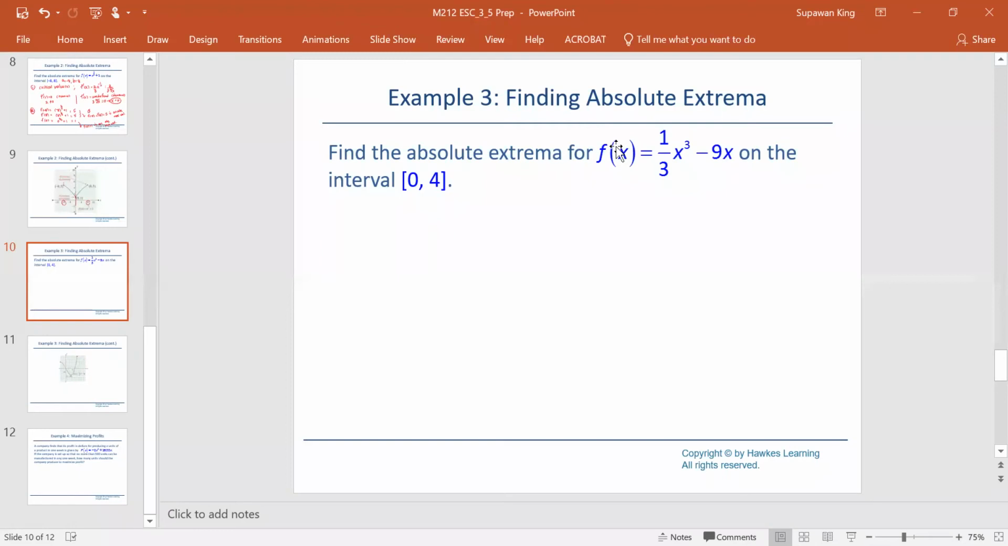Another example of finding the absolute extrema. In this problem, f of x is 1 over 3 x to the third minus 9x on the closed interval [0, 4]. The closed interval [a, b], a is 0, b is 4. Step number 1, we find the critical value.